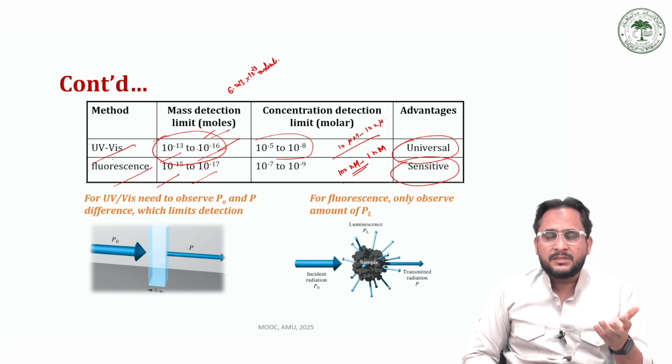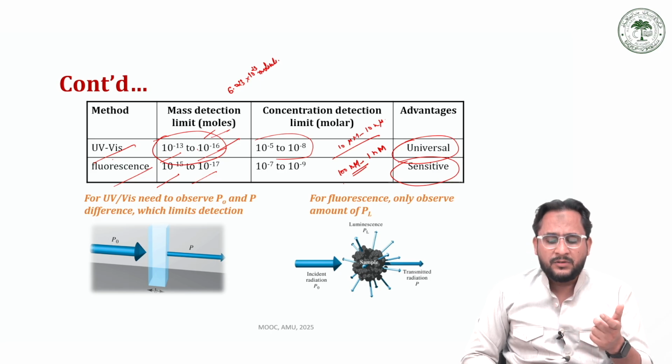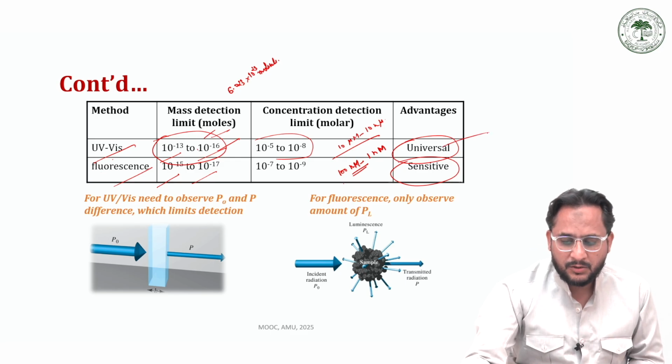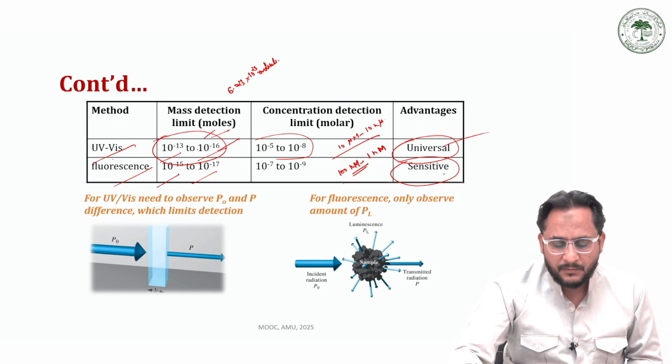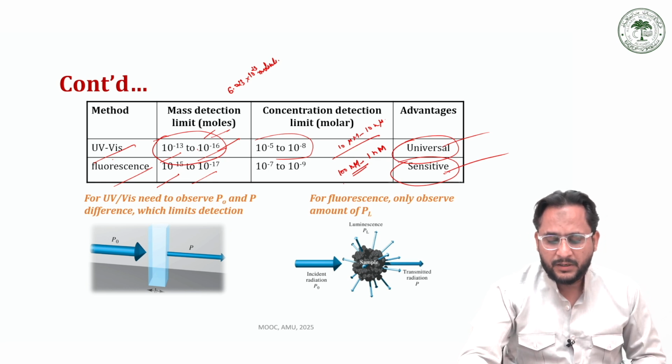So fluorescence is a sensitive phenomenon. It cannot be applied to all molecules. It can only be applied to the molecules that show fluorescence, or if they are not showing fluorescence, we make them show fluorescence by adding some fluorescent dye, which is known as artificial fluorescence phenomenon, that we'll discuss later. So UV visible is quite universal, while our fluorescence is quite sensitive.